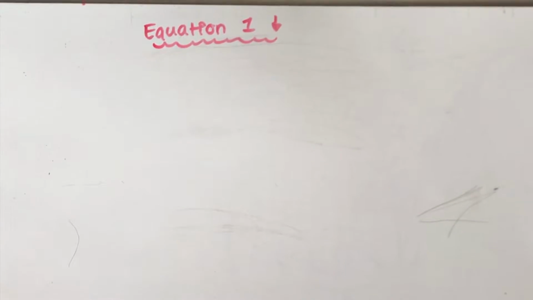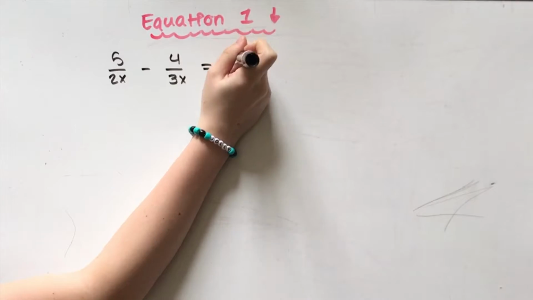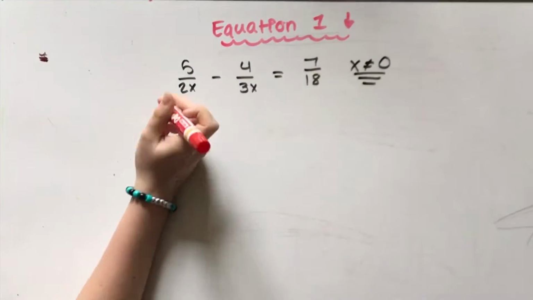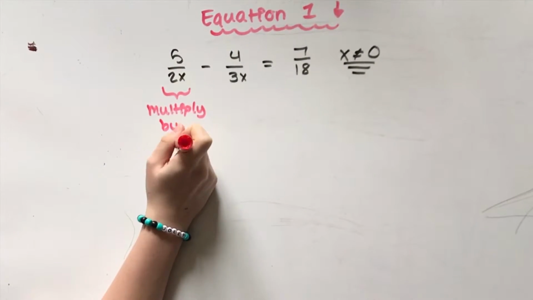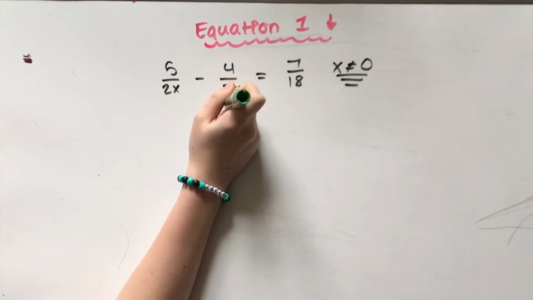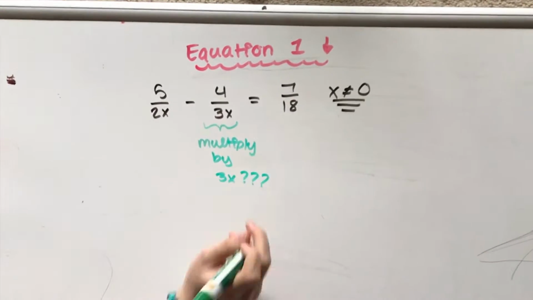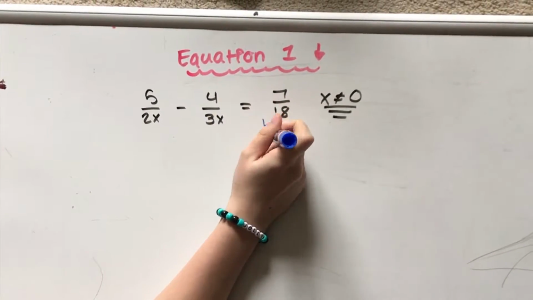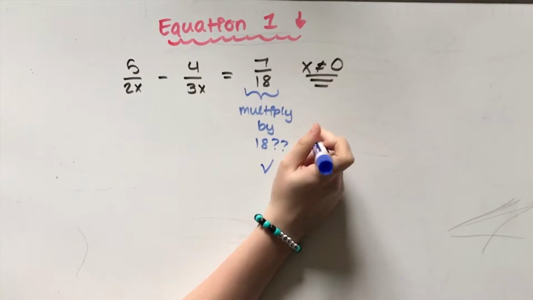Our first example question for today is 5 over 2x minus 4 over 3x, which is equal to 7 over 18. Remember that x cannot equal 0. The first thing that we're going to do is get rid of the denominators and the x's in the denominators. By doing that, we're going to have to multiply by something that all of the numbers in the denominators have in common. The first thing that you will notice is that 2 and 3 would go into 18. This is why we multiply by 18.